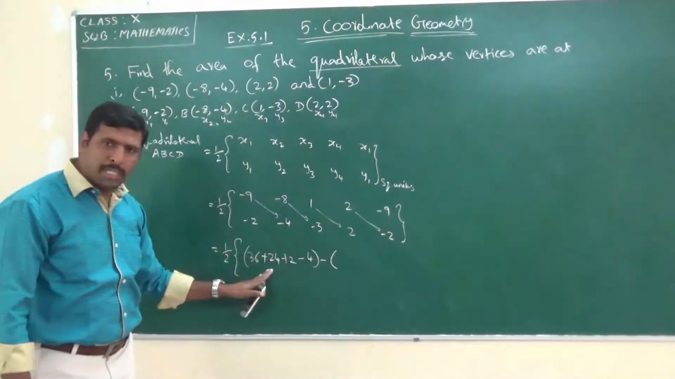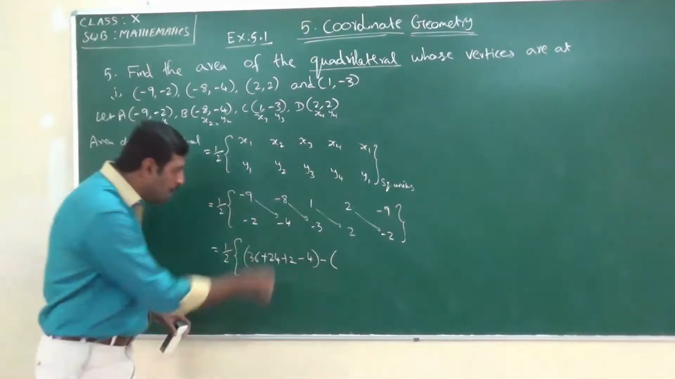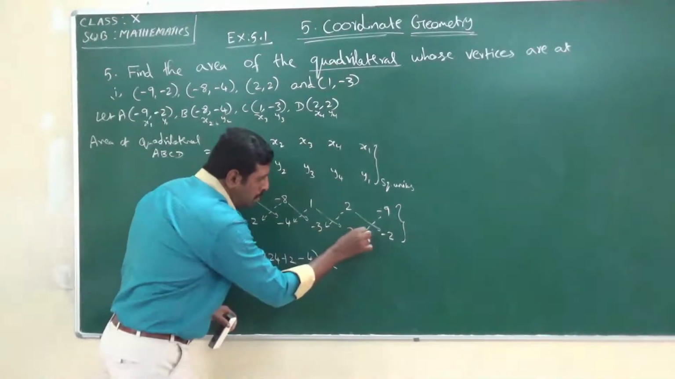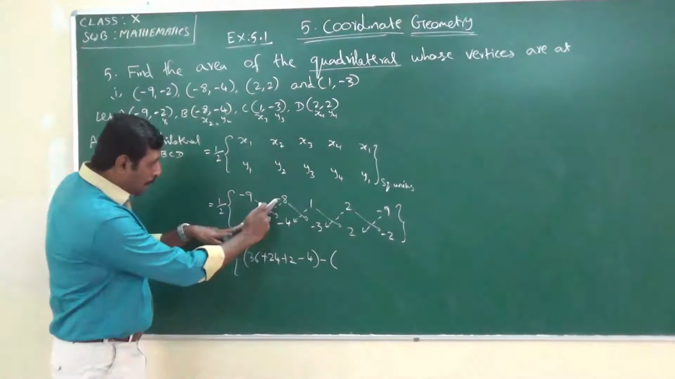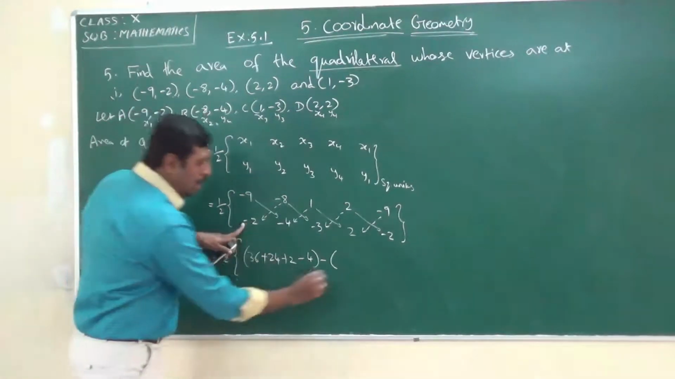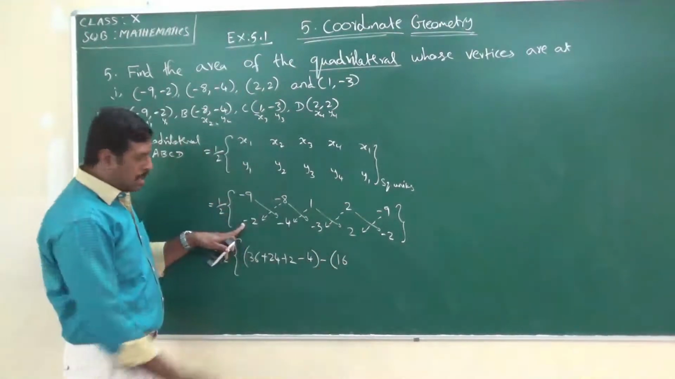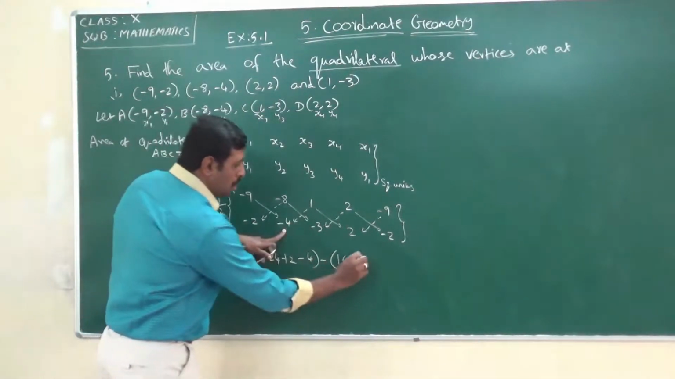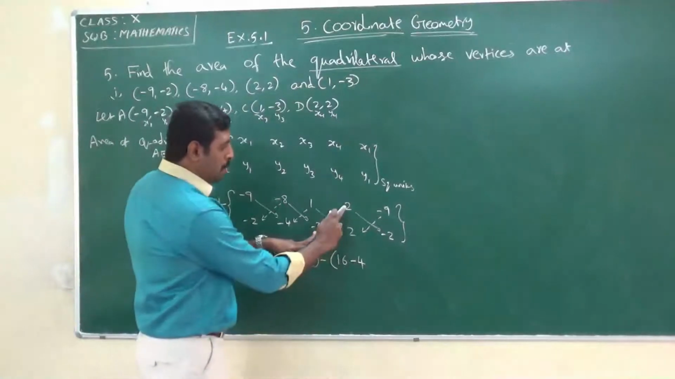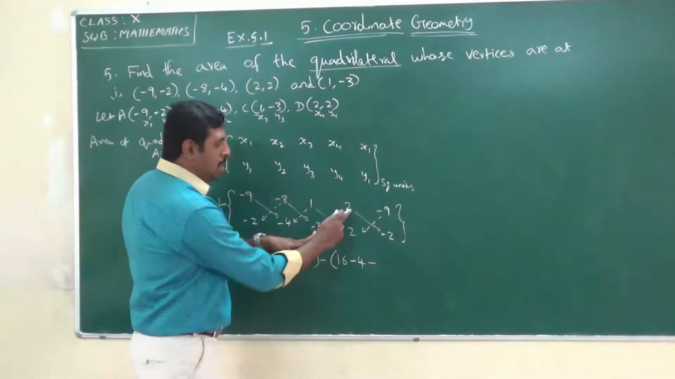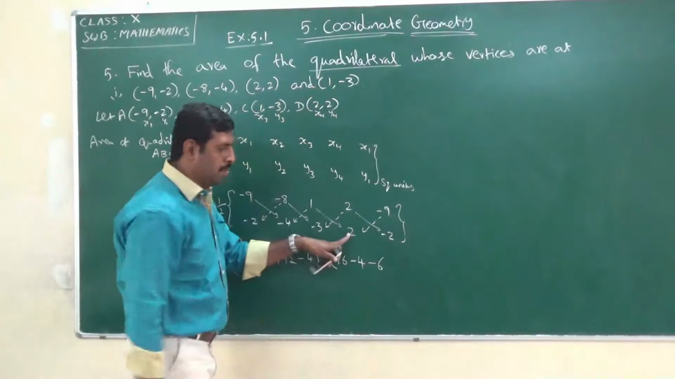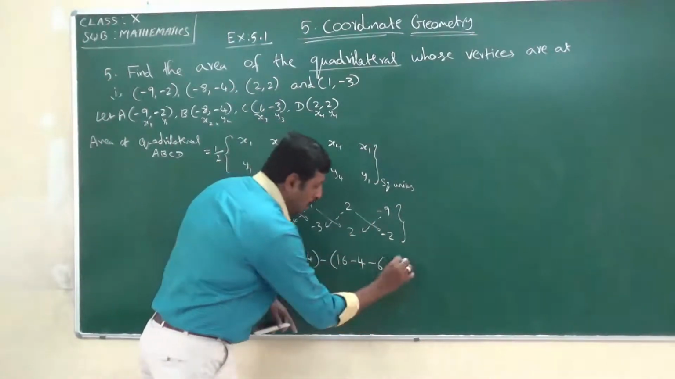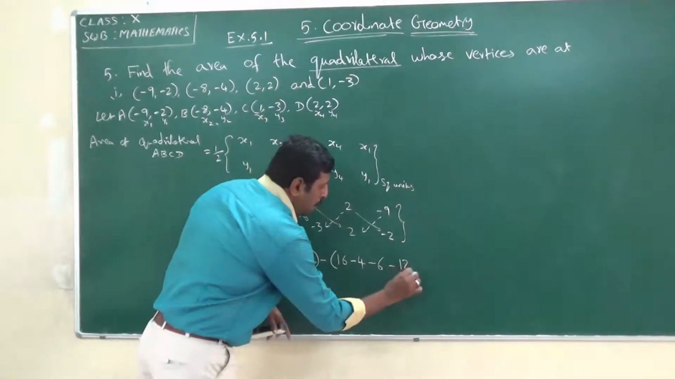See, the first term is completed. Then put minus of the second term. Now multiply the second term. Minus into minus plus, 8 twos are 16. Then plus into minus, minus 4 ones are 4. Plus into minus, minus 2 threes are 6. Minus into plus, minus 9 twos are 18.